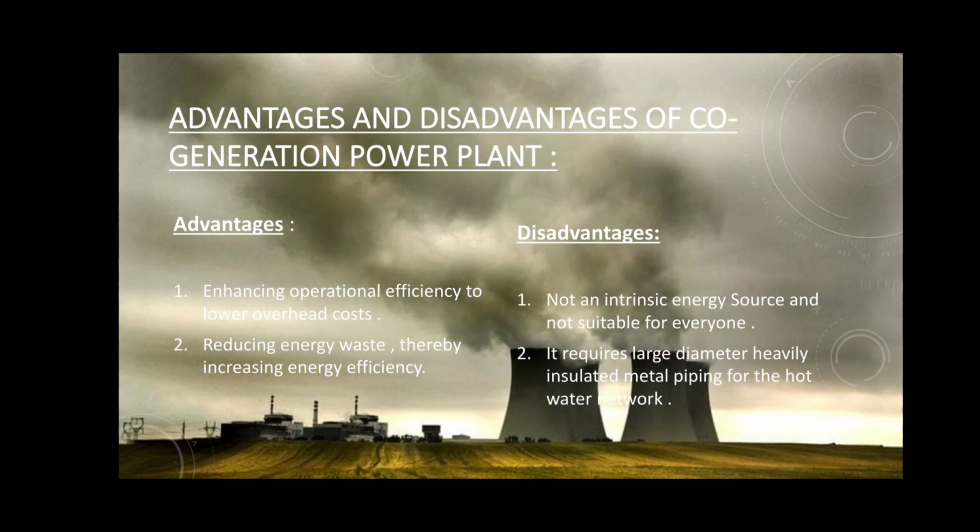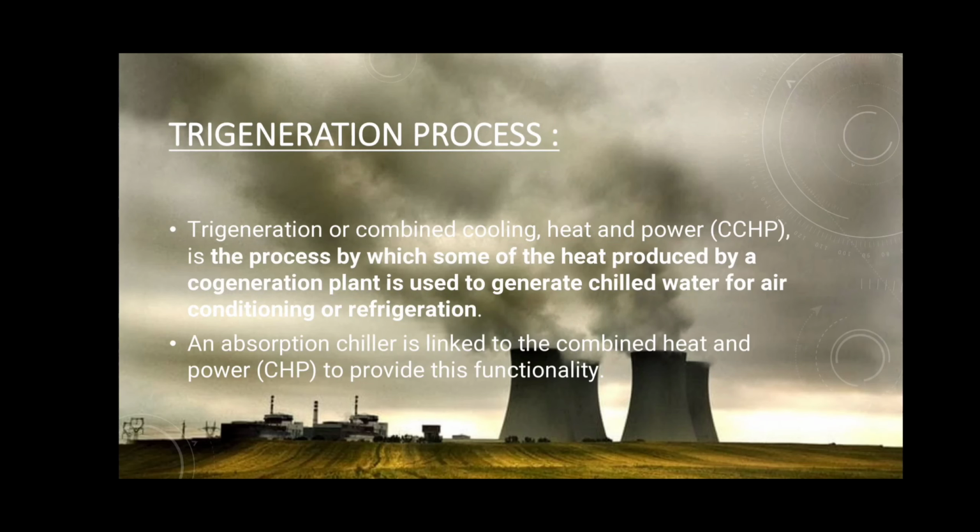Next is advantages and disadvantages of cogeneration power plant. First is advantages. Enhancing operational efficiency to lower heat cost, reducing energy waste, thereby increasing energy efficiency. Disadvantages. Not an intrinsic energy source and not suitable for everyone. It requires large diameter heavily insulated metal piping for the hot water work.